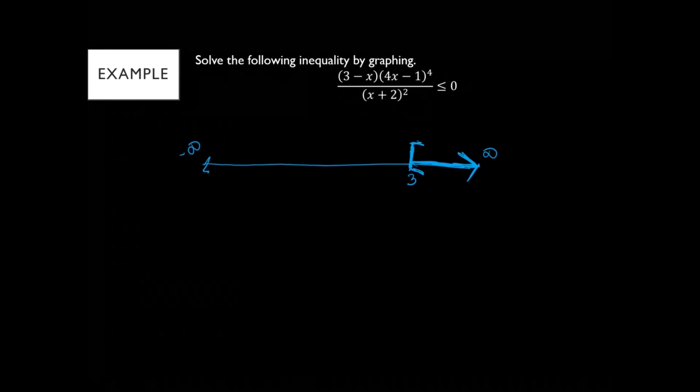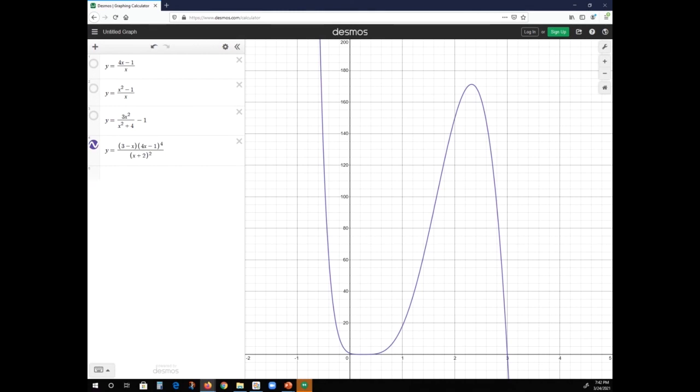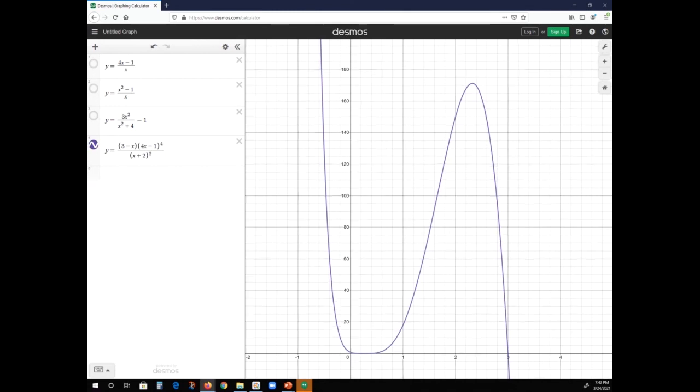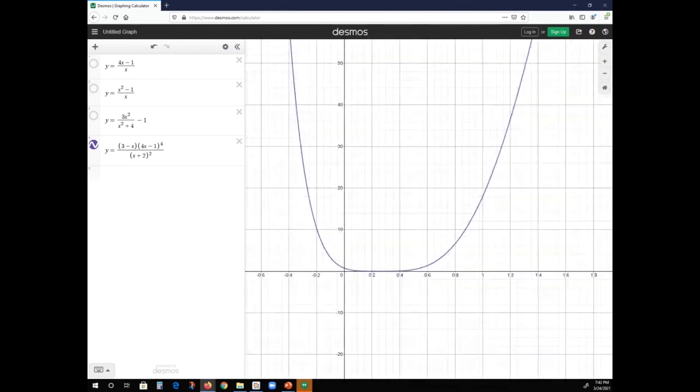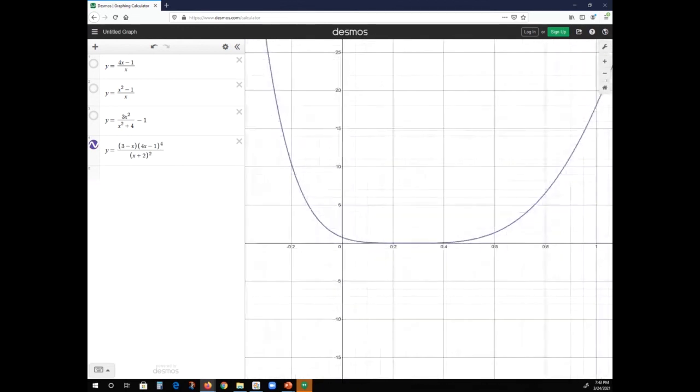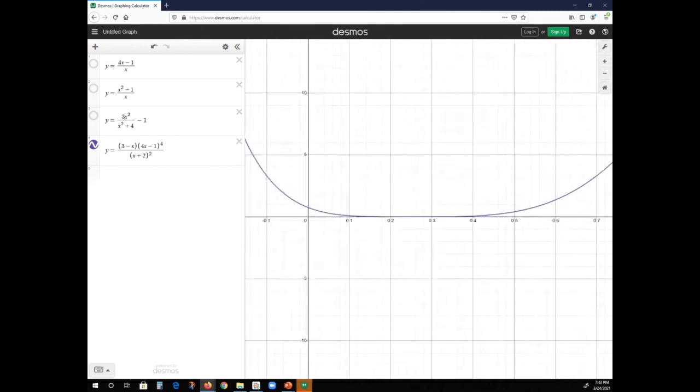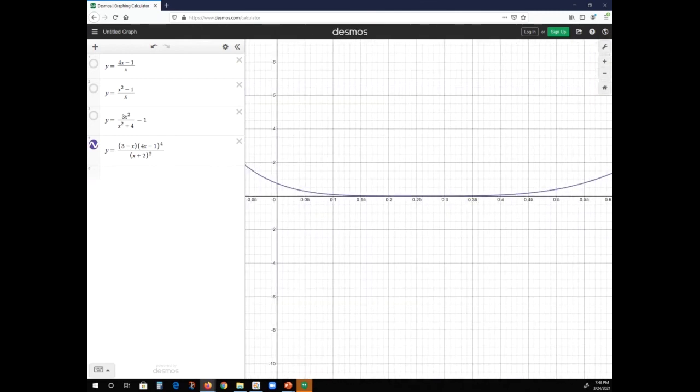Now let's go back to our graph. It looks like at 0 something else happens, but we don't really know. So we need to know, are we ever below 0 as we zoom in here? Now I'm zooming in. Do we ever get below 0? It's really hard to tell.